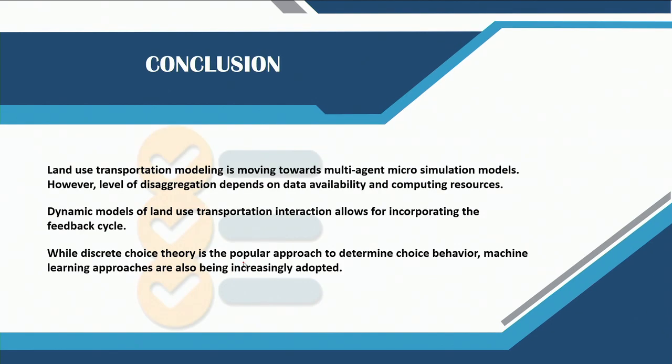In conclusion, we can say land use transportation modeling is moving towards multi-agent microsimulation models. However, the level of disaggregation depends on data availability and computing resources. Dynamic models of land use transportation interaction allow for incorporating the feedback cycle. This is also important. And while discrete choice theory is the popular approach to determine choice behavior, machine learning approaches are also being increasingly adopted. So this gives you a broad idea about the different modeling approaches that are undertaken in an urban area. Thank you.